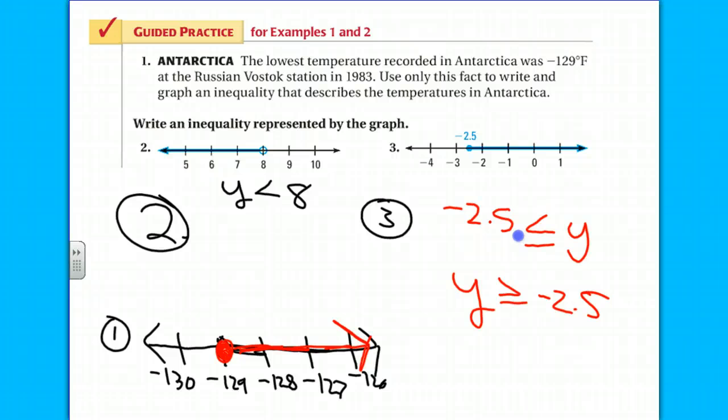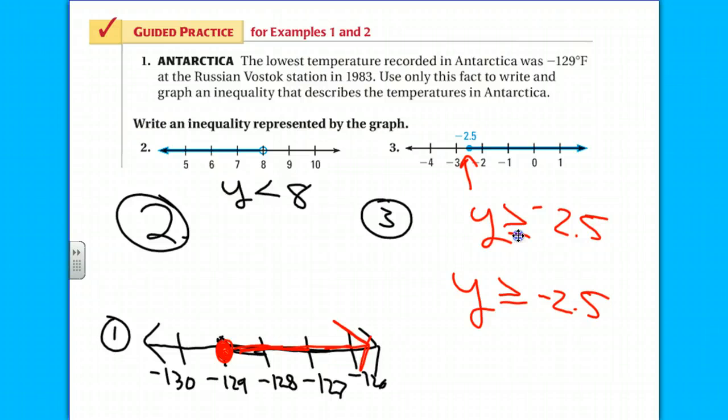Okay? And so when you're writing your inequalities, lead with the variable. So when you start, put your variable down, y, and how does it compare to the negative 2.5, right? You can put those both down and then say, oh, all the y's are greater than or equal to due to this solid dot, right? It could be equal to negative 2.5. Good.